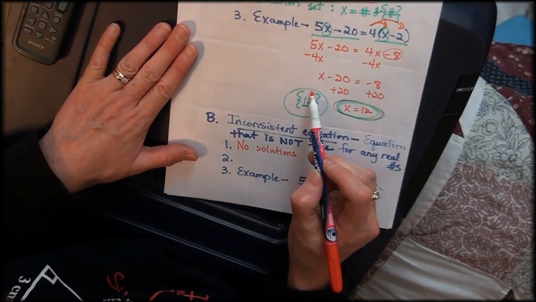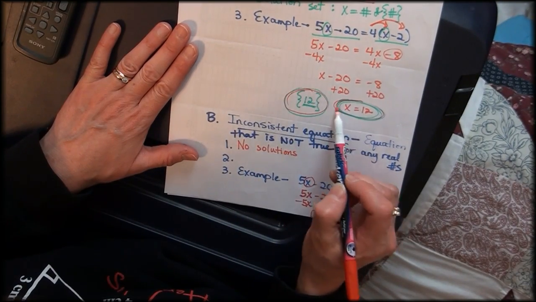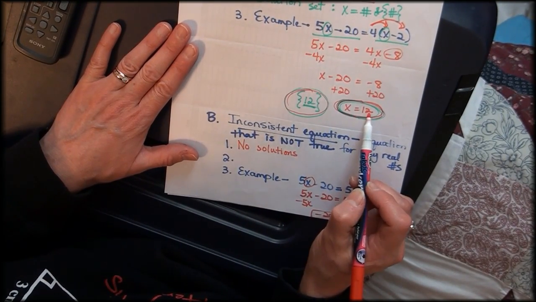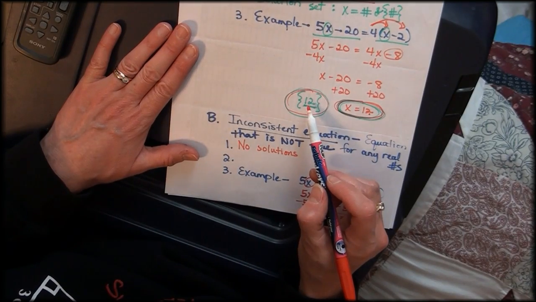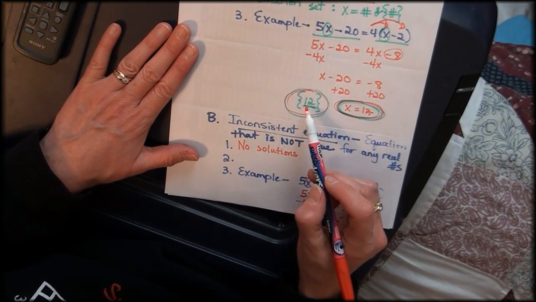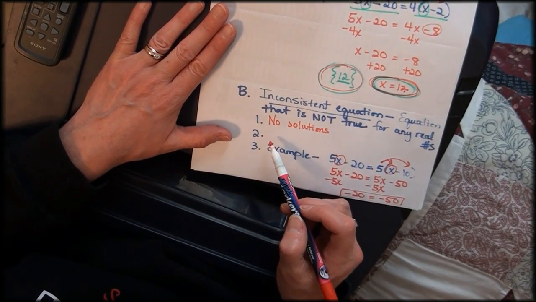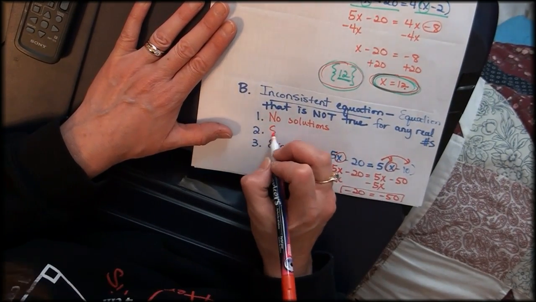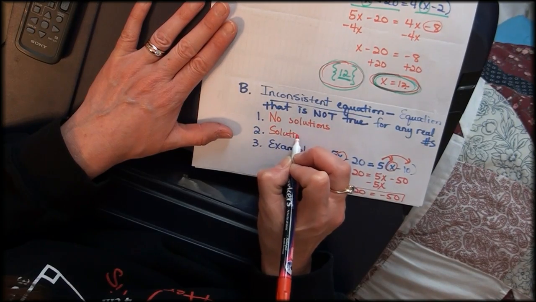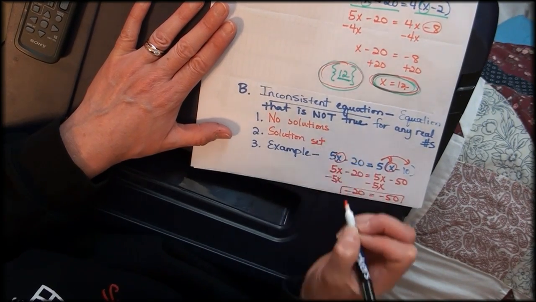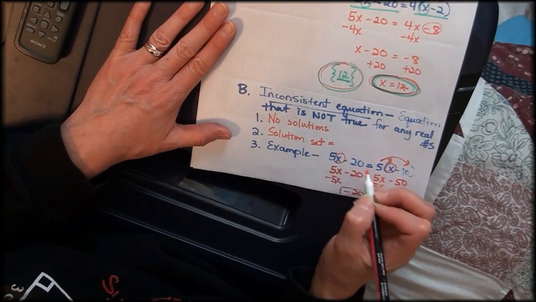When it was a conditional equation, we wrote our answer either this way or this way. This is the number that will work. This is the set. The set of numbers that will work is this number in the set. But here, I can't really write a set. So the way that I write my solution set, because I'm still looking for a set of numbers that'll work, the set of numbers is the empty set.